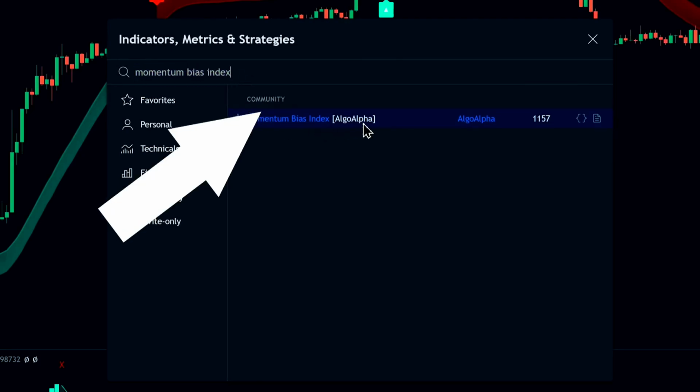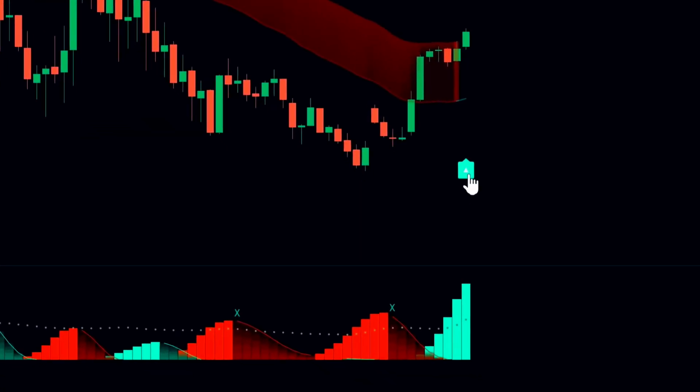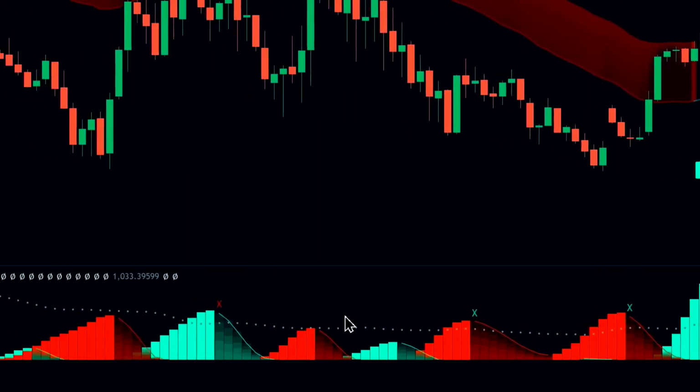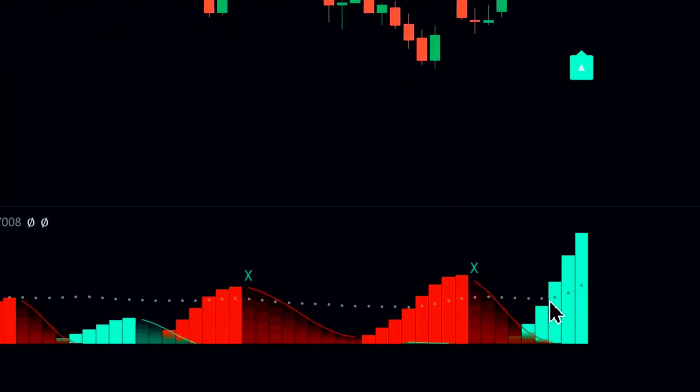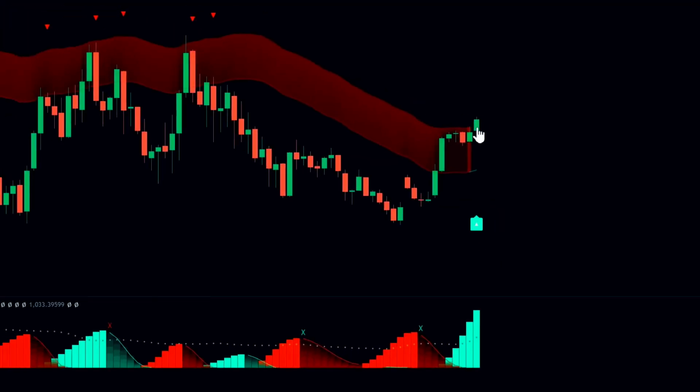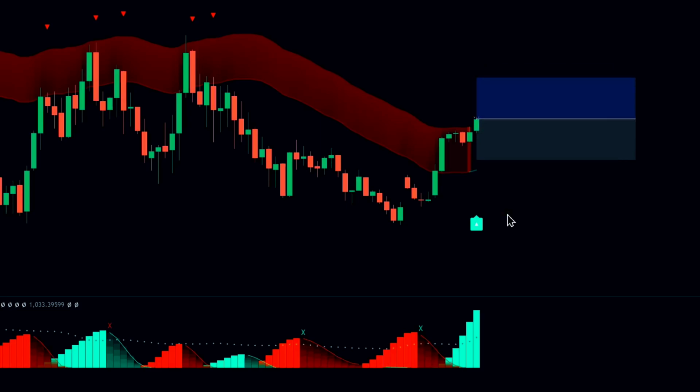Keep the default settings. Here's how to trade with it. Look for a bullish reversal signal from the zero lag signals indicator. Check the momentum bias index for 2 conditions: a bright green histogram bar corresponding to the buy signal. Dark green bars invalidate the entry. The histogram bar must close above the dotted threshold, signaling strong bullish momentum. Once both conditions are met, enter a long trade.